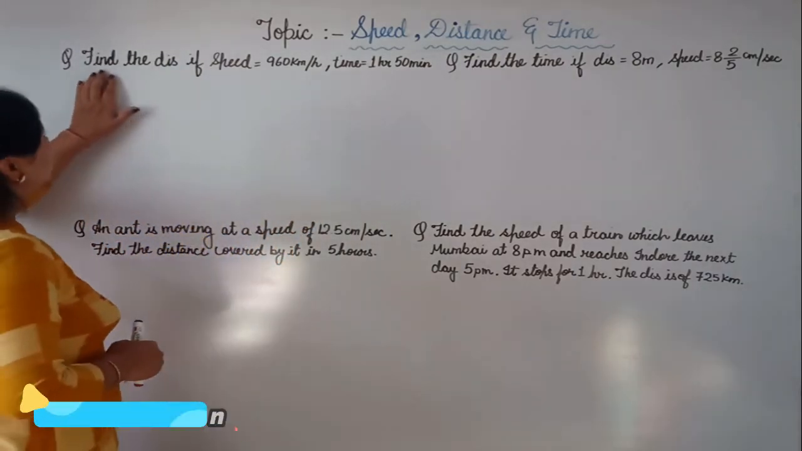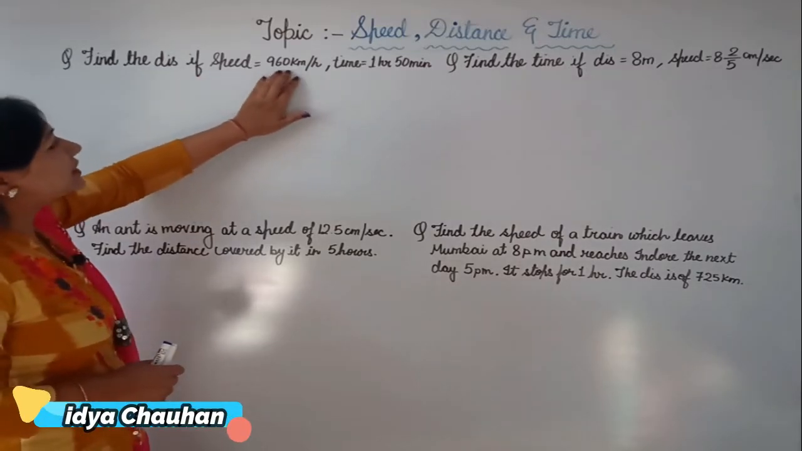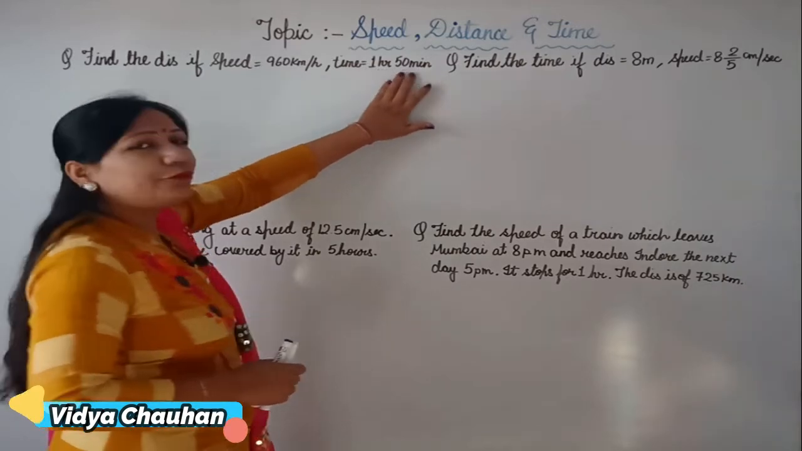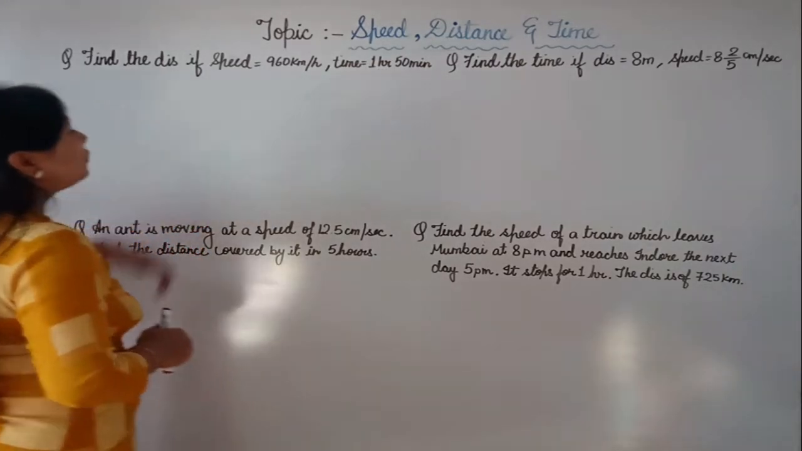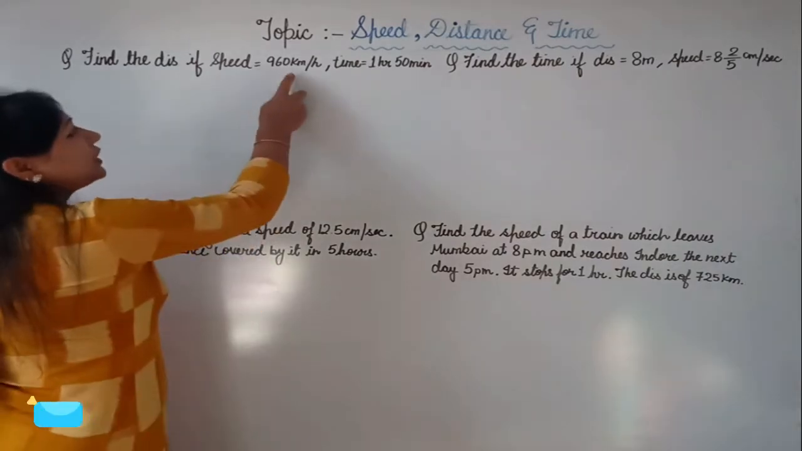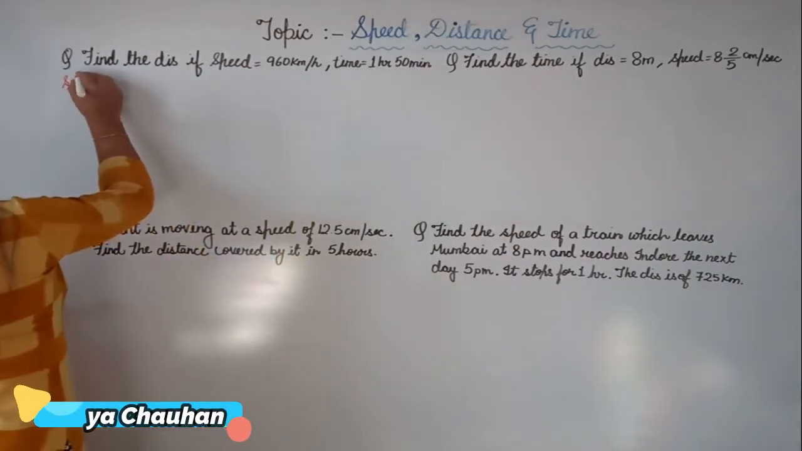The first question: find the distance if speed is 960 km per hour and time is 1 hour and 50 minutes. So you have to find the distance covered by the body whose speed and time are given to us. So let's check out the solution.